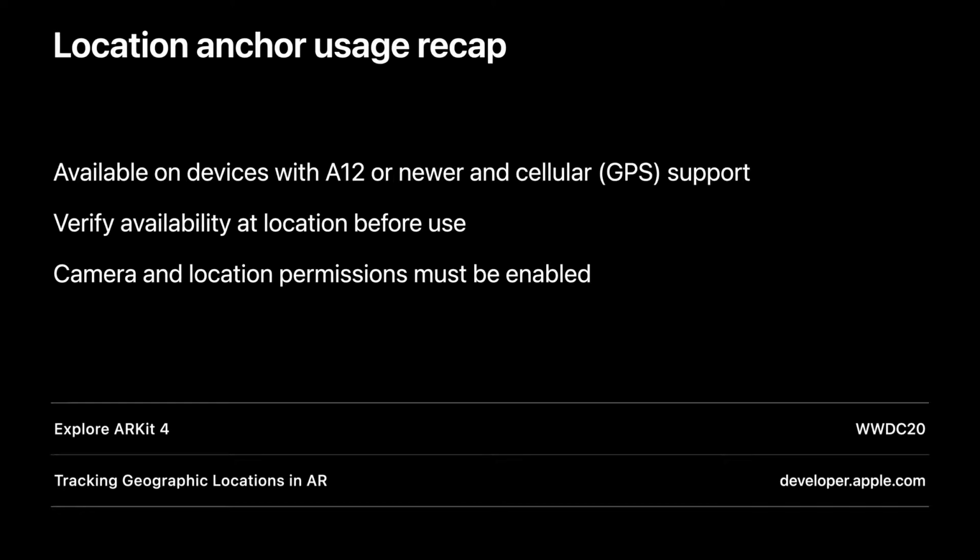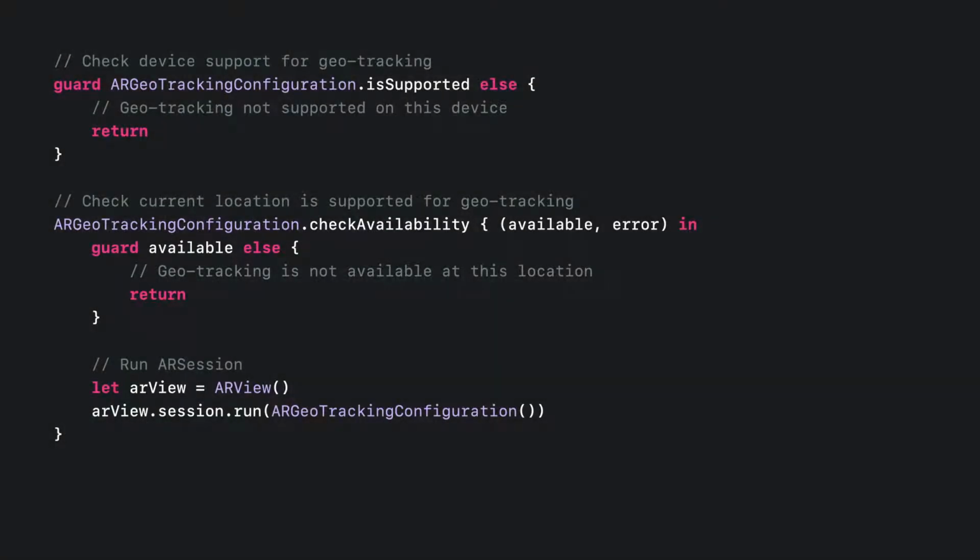Last year's presentation introducing ARKit 4 and the sample project tracking geographic locations in AR cover all these topics and API usage in greater depth. We highly recommend familiarizing yourself with both of these sources. This code sample shows how to perform the checks from the previous slide. It queries for device support and then verifies if the feature is available at the current location before attempting to run a geo-tracking configuration.